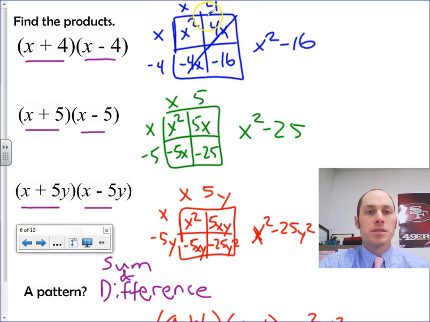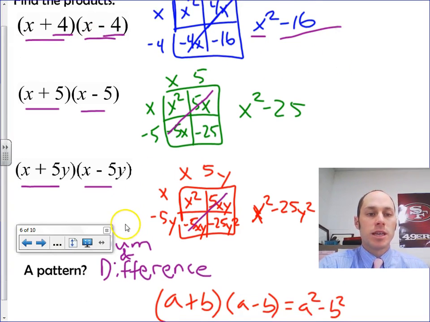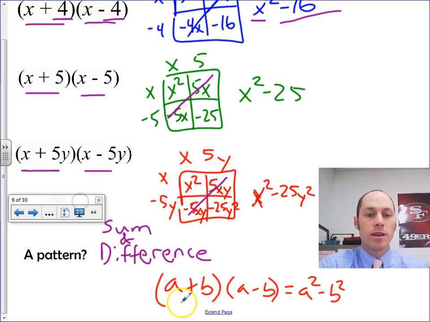So notice when we do x plus 4 times x minus 4, we get x squared, positive 4x, minus 4x, and negative 16. So the x terms cancel out and we're just left with x squared minus 16. Same thing happened in the next one, x squared minus 25. And in the final case as well, x squared minus 25y squared. So notice the first terms get multiplied together, the last terms get multiplied together, and the middle terms get canceled out. So the sum and difference pattern, we have a plus b times a minus b. We end up with a squared minus b squared.